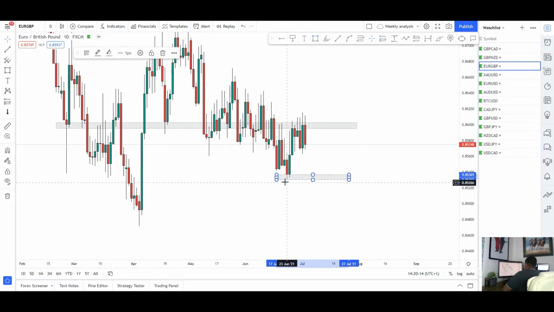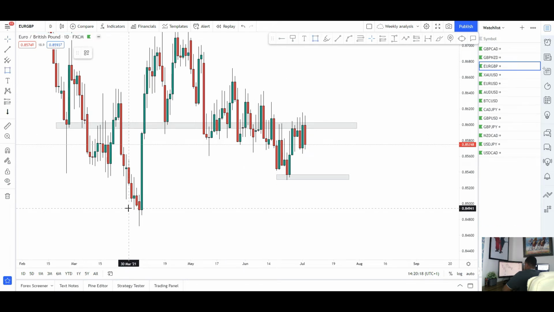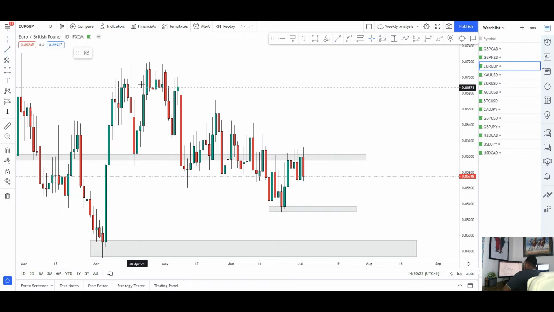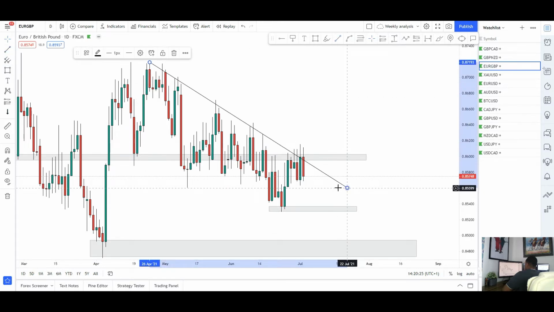Again, targets will be this prior low here, so that's support, and then if you can break through that, I think we can tap into this previous low here on the daily all the way down there. So more downside for Euro GBP. Again, we're still holding on to this trend line here as well.